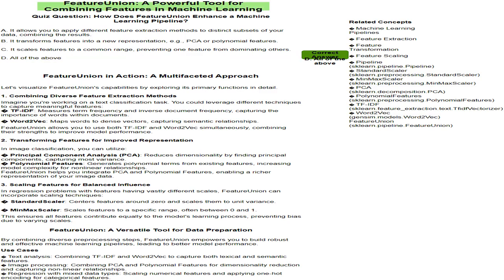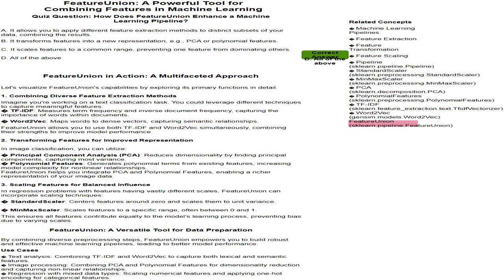Feature union, a powerful tool for combining features in machine learning. Machine learning pipelines. Feature extraction. Feature transformation. Feature scaling. Pipeline: sklearn.pipeline.Pipeline. Standard scaler: sklearn.preprocessing.StandardScaler. Min-max scaler: sklearn.preprocessing.MinMaxScaler. PCA: sklearn.decomposition.PCA. Polynomial features: sklearn.preprocessing.PolynomialFeatures. TF-IDF: sklearn.feature_extraction.text.TfidfVectorizer. Word2Vec: gensim.models.Word2Vec.